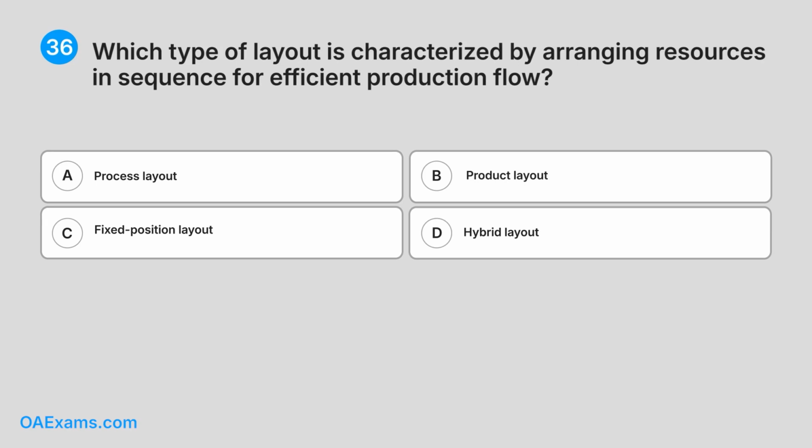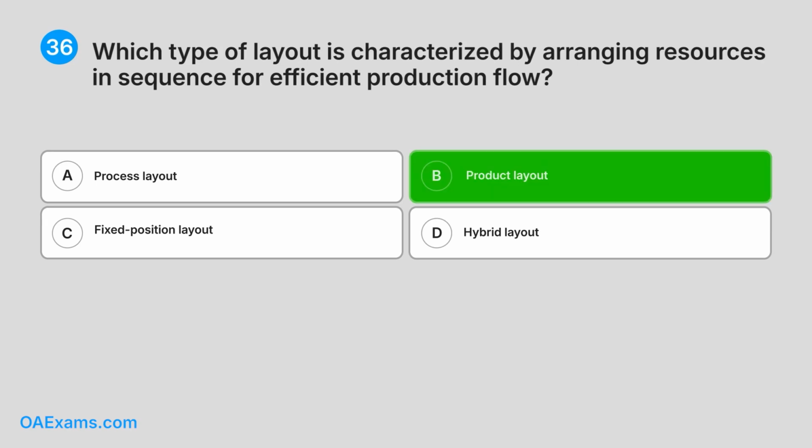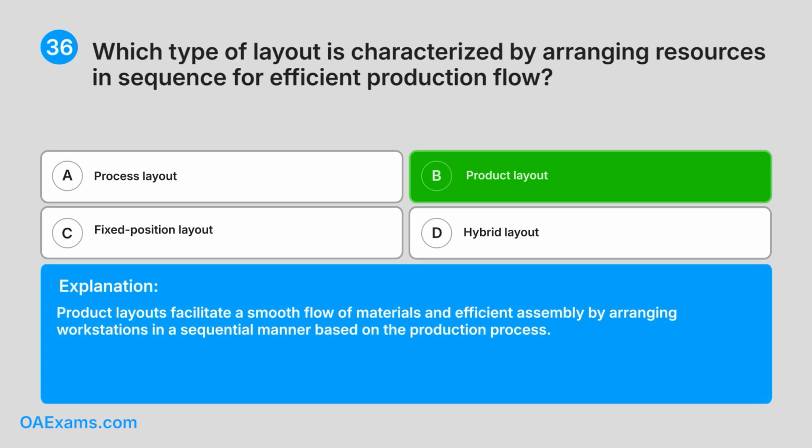Correct answer. B. Product layout. Explanation. Product layouts facilitate a smooth flow of materials and efficient assembly by arranging workstations in a sequential manner based on the production process.